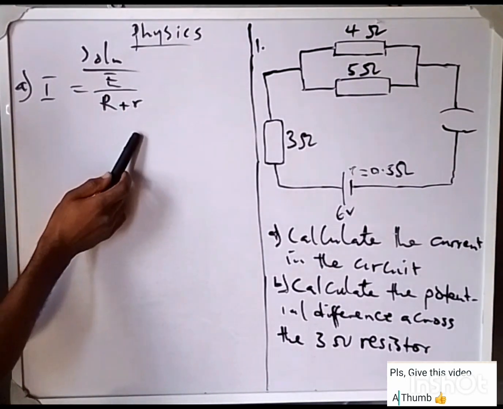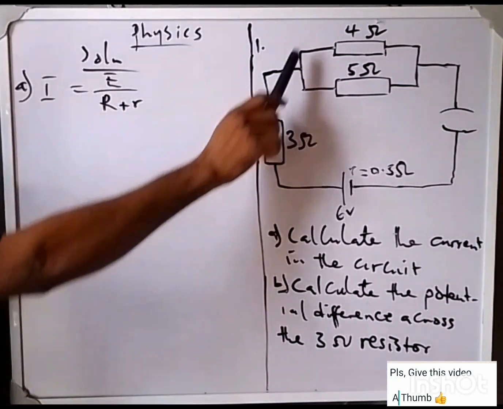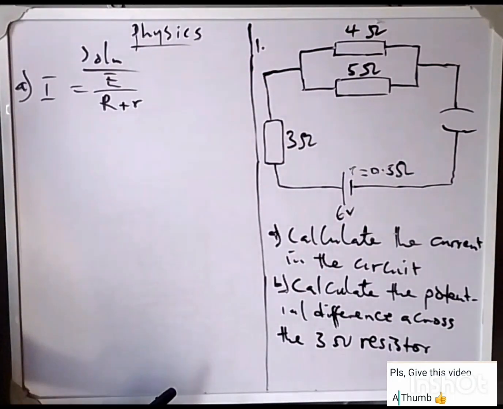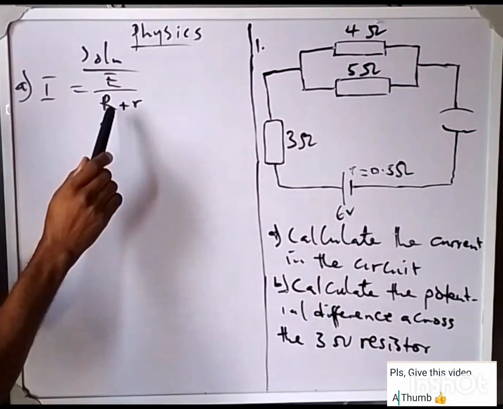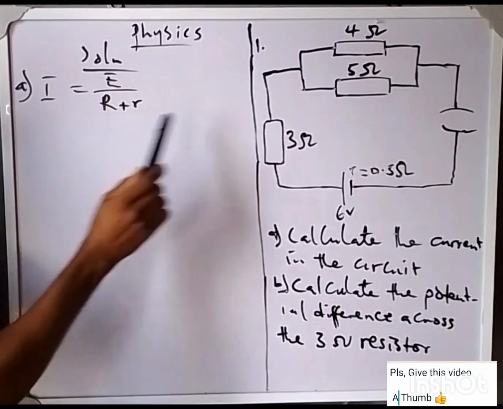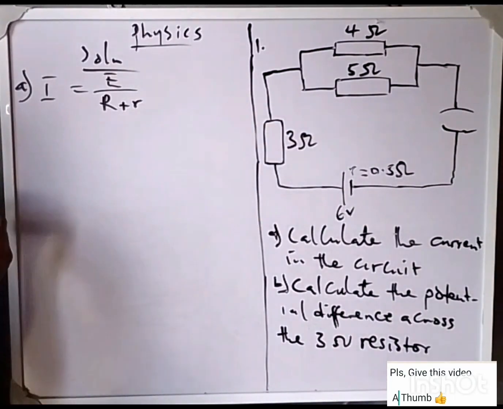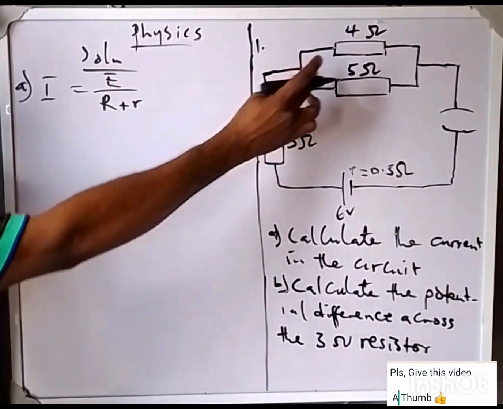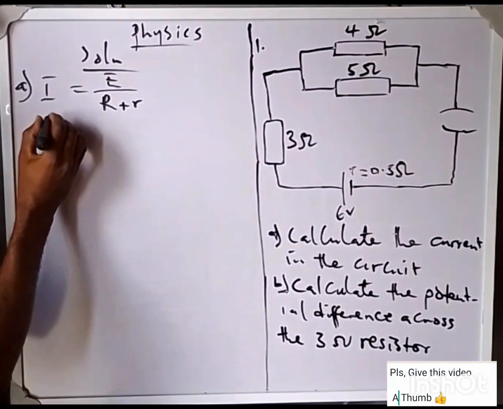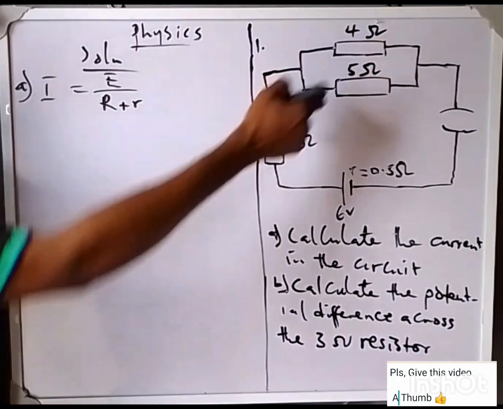But there is an issue here. The issue is that we have many resistors in the circuit diagram. So we need to get the total resistance of the resistors. So for us to get that, we need to first of all solve for the parallel connection. Find the total resistance in parallel.